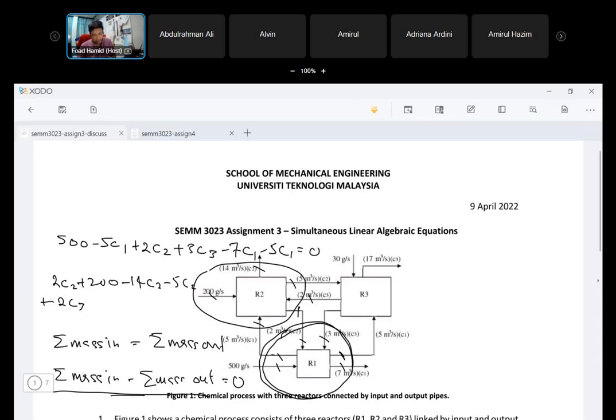This one is 5 C1, yeah? 5 C1, this is C2. Okay, be careful with the labeling, yeah? I think I screw up here. So this is 5 C1, which is this one here.